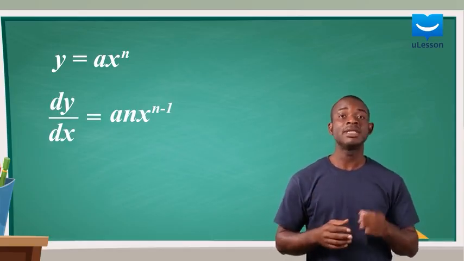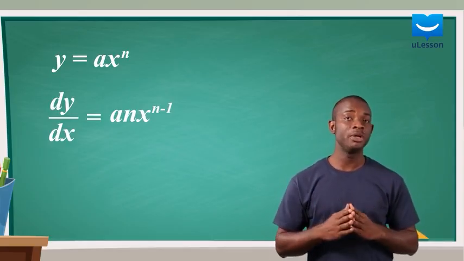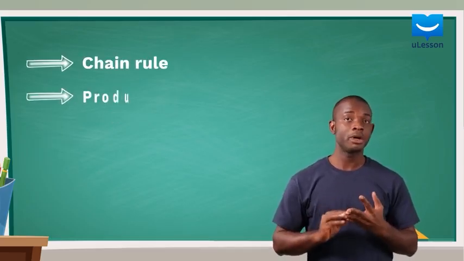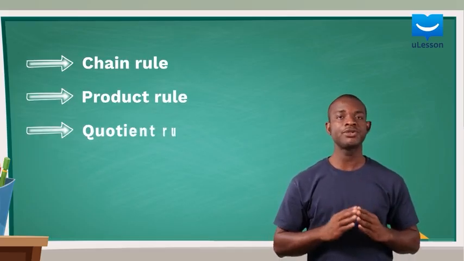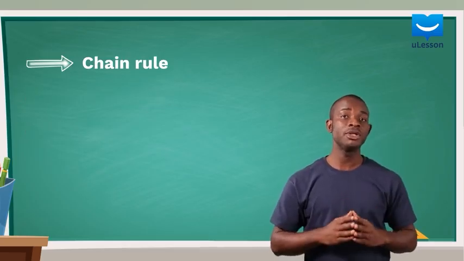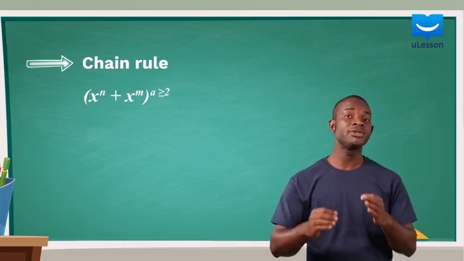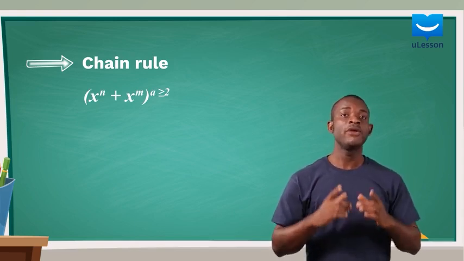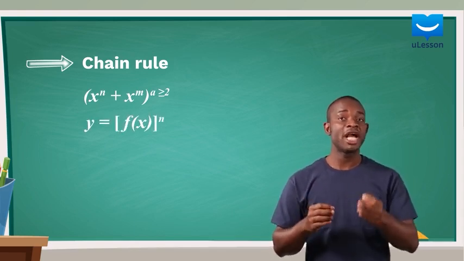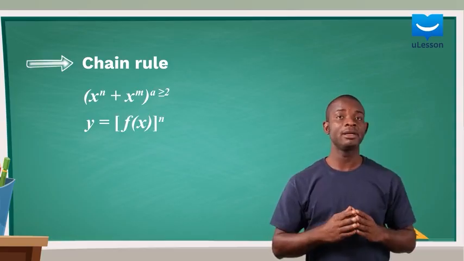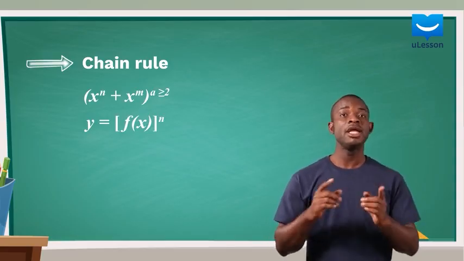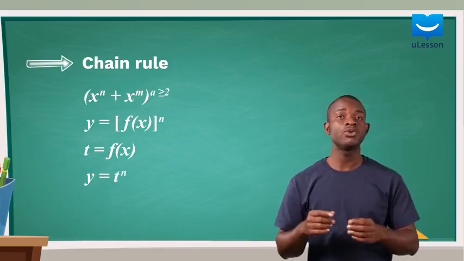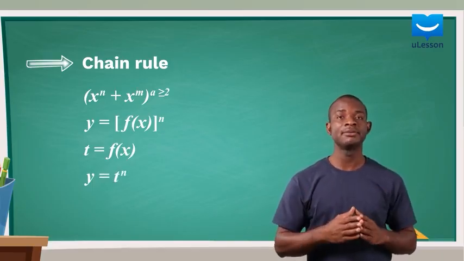There are certain rules that are used for differentiating polynomials, and they include the chain rule, the product rule, and the quotient rule. The chain rule is used when an expression is raised to a power greater than 1. So, if y is equal to an expression f of x raised to power n, we make f of x equal to any function t, such that y will be equal to t raised to power n.